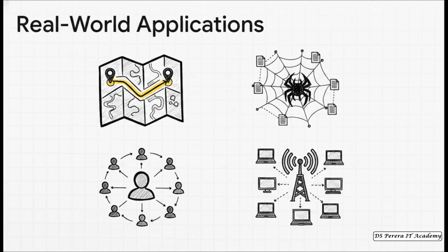Web crawlers, like the ones Google uses, start at a web page and follow all its links. Then they go to those pages and follow all their links. That layer-by-layer discovery is a textbook use case for BFS. For network broadcasting, when a message needs to go from one computer to all others in a network, BFS is a super efficient way to spread it out, layer by layer, without creating loops or sending the same message twice. And of course, in social networks, it's perfect for finding friends of friends. A BFS starting at your profile will find all your direct friends at level 1, then all of their friends at level 2, and so on.